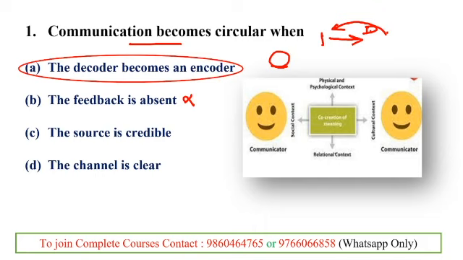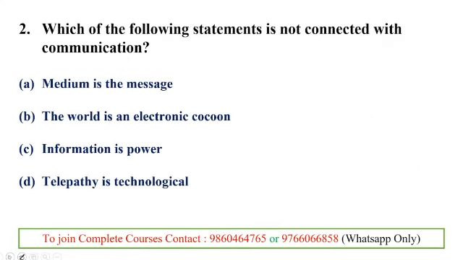Clear? The picture shows the communicator, the first person who sends the message to the second person, and then there are several concepts related to it, like the physical, psychological, social, relational and cultural context. These contexts are related to another important session, barriers of communication. Clear? We will discuss that in another video. So the question is clear for you. And then the second question: which of the following statements is not connected with communication?